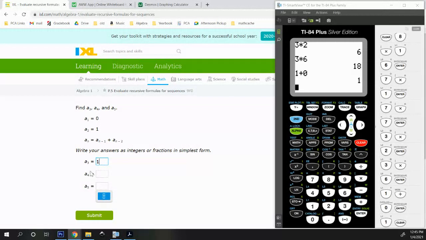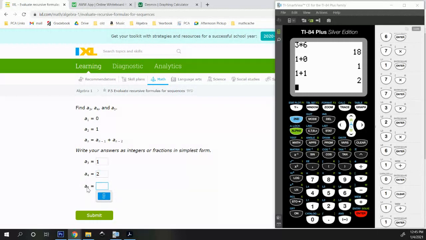All right, I want to find the fourth term. So my formula says take the one before it, that's a 1, and add to it the one 2 terms before it. So if I'm at 4, 2 terms before that, it's going to be 1. So that's 2.